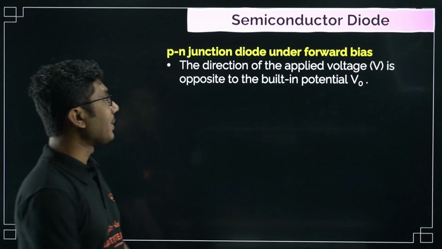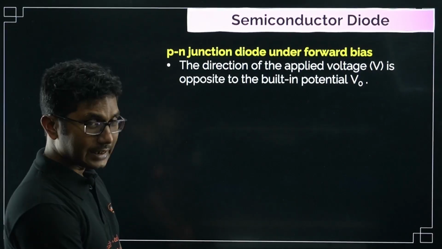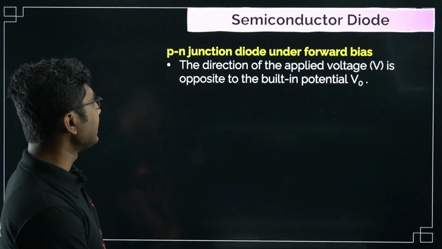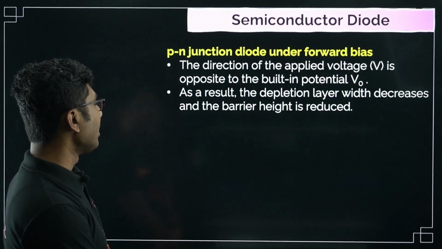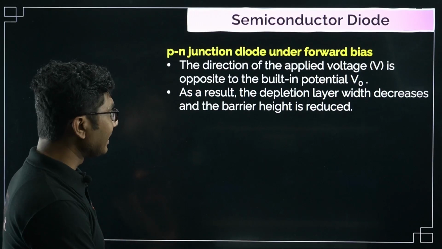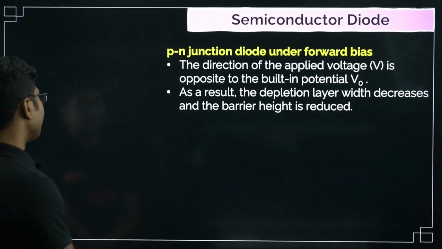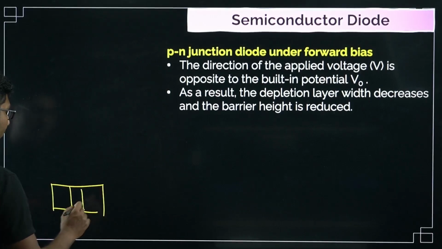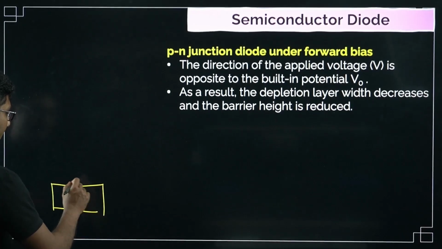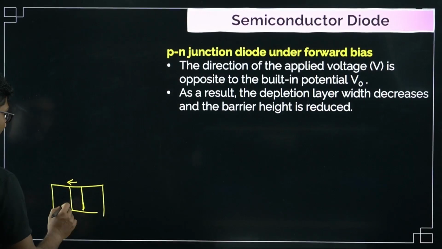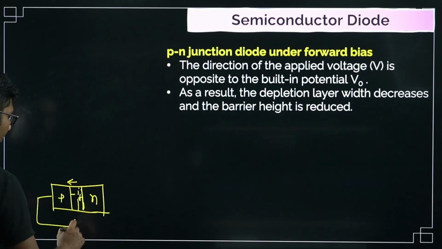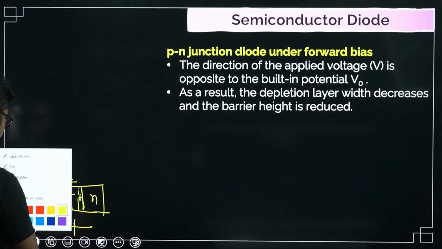Now we are discussing forward bias. Obviously the direction of applied voltage V is opposite to the built-in potential V0. As a result the depletion region width decreases and the barrier height is reduced. In this case, the depletion region has an electric field in this direction. This is P, this is N. In the barrier this side is positive, this side is negative. Now you have connected positive here and negative from outside.